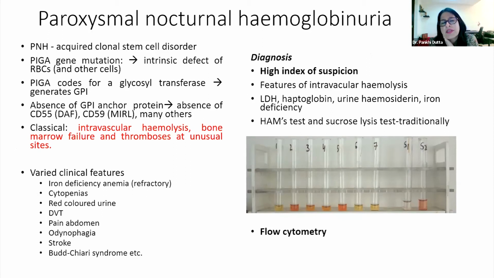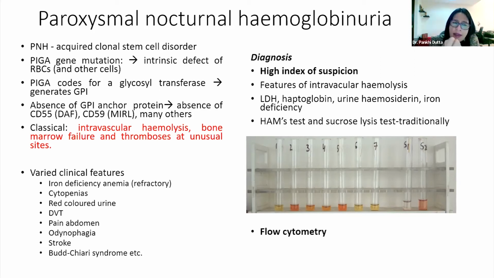Hemolysis occurs because of an intrinsic defect in the RBCs, but it's an acquired defect. It is an acquired clonal stem cell defect. There is a mutation in a gene called the PIGA gene, which leads to the intrinsic defect of RBCs and other hematopoietic cells. Basically, this gene codes for a glycosyl transferase, which generates a GPI protein, which serves as an anchor protein for many other proteins.